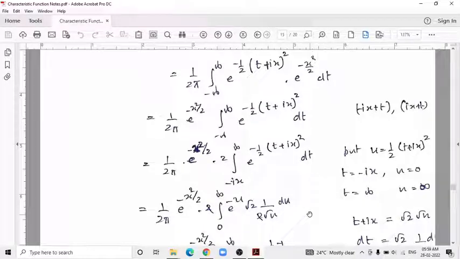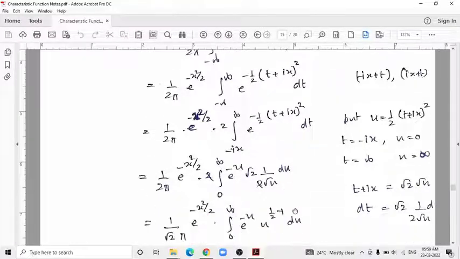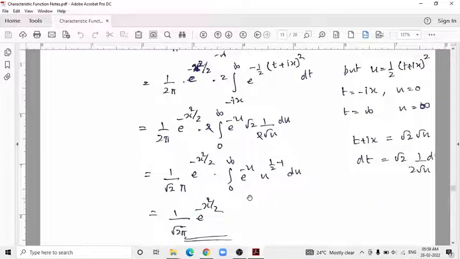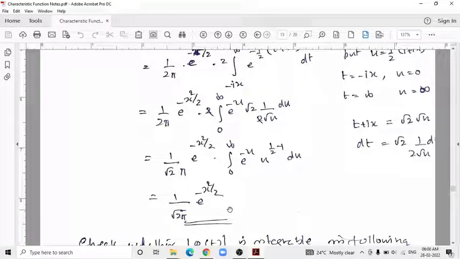So it will be twice integral 0 to infinity e raised to minus u, then root 2, 1 by 2 root u du, and that is equal to 1 by root 2 pi integral e raised to minus x square by 2, and 0 to infinity e raised to minus u, then u raised to 1 by 2 minus 1. This is gamma half, which is root pi, and this is a pi here. So when root pi is cancelled, it is 1 by root 2 pi e raised to minus x square by 2, which is the equation of standard normal distribution.